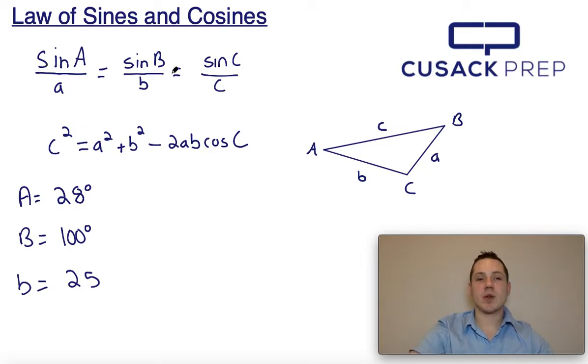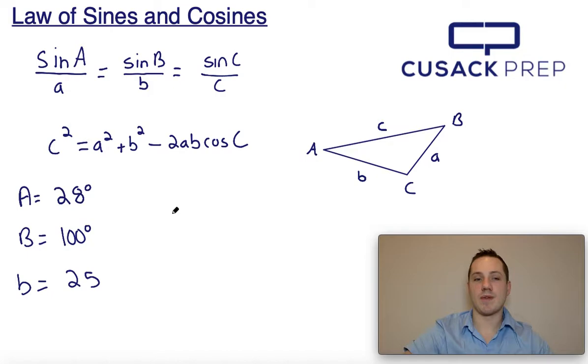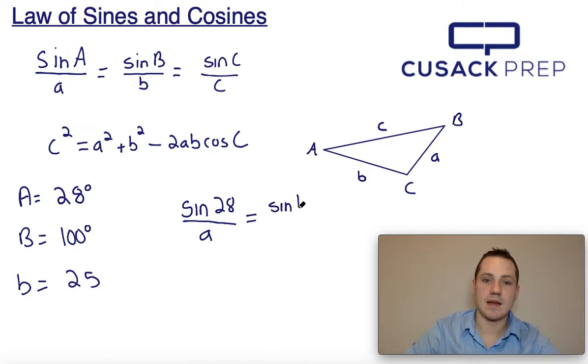Now, we never use this whole equation at once. We only take two parts of it. We take the part that we know both values for, in this case, we know both sine of B and B, and then we take one of the parts with one of our unknowns. So I'm going to set sine of A, which is 28 degrees, over A, and I'm going to set that equal to sine of B, which is 100 degrees, over B, which is 25.